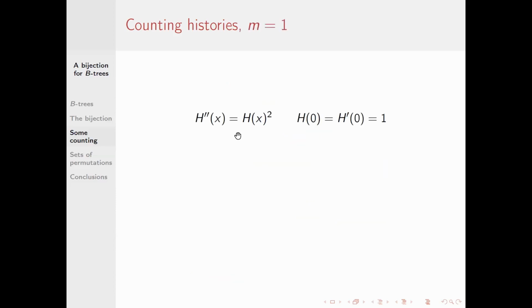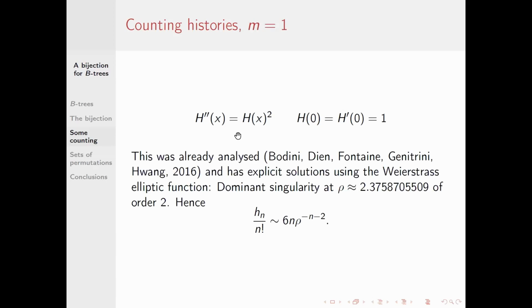And as it turns out, this equation has already been analyzed by, I think, some people in the audience here. But yeah, we can use singularity analysis to derive this asymptotic result. And basically, this has already been done in a different combinatorial context.